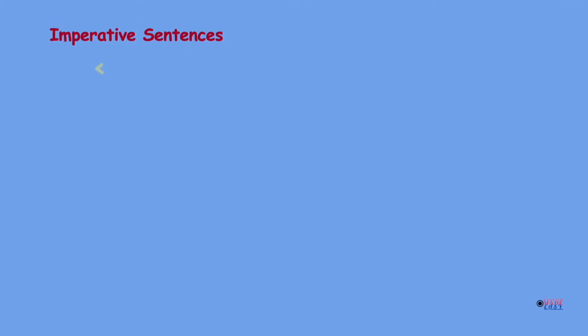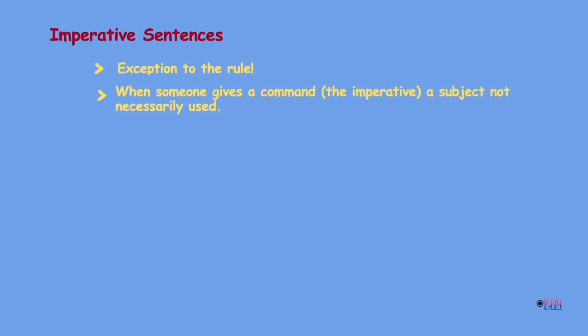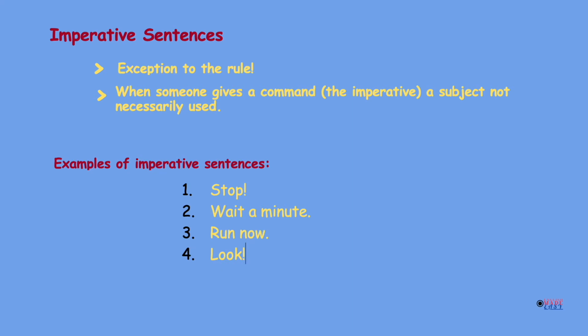There is one apparent exception to this, and it's the imperative sentences. When someone gives a command, which is the imperative we are talking about, they usually do not use a subject. They don't say the subject because it is obvious, and that subject is you. Look at these examples of the imperative without the subject. Number 1, stop. Number 2, wait a minute. Number 3, run now. And number 4, look.